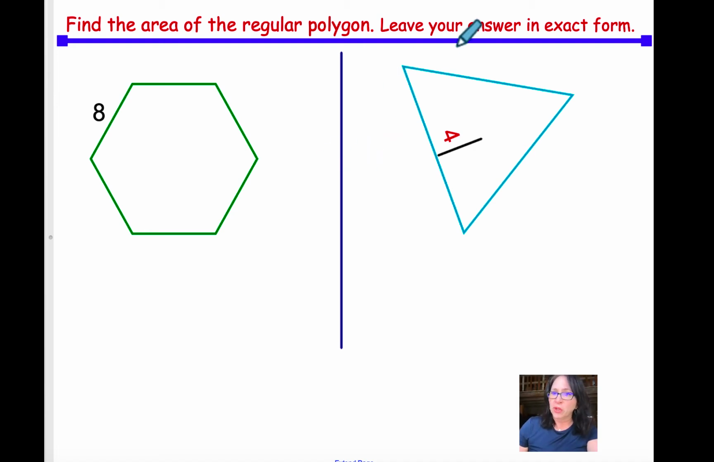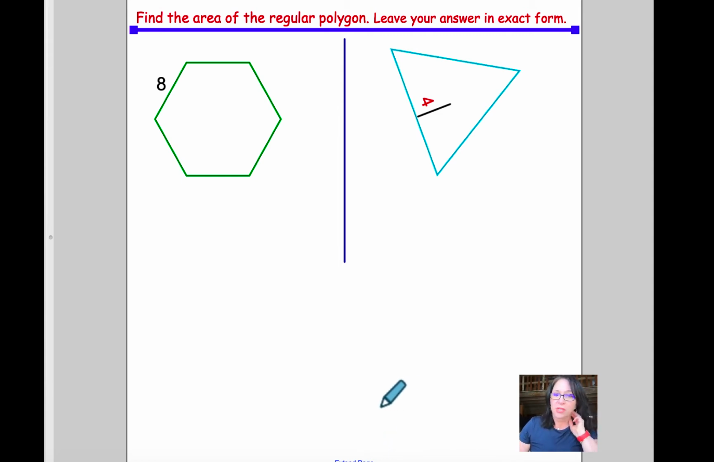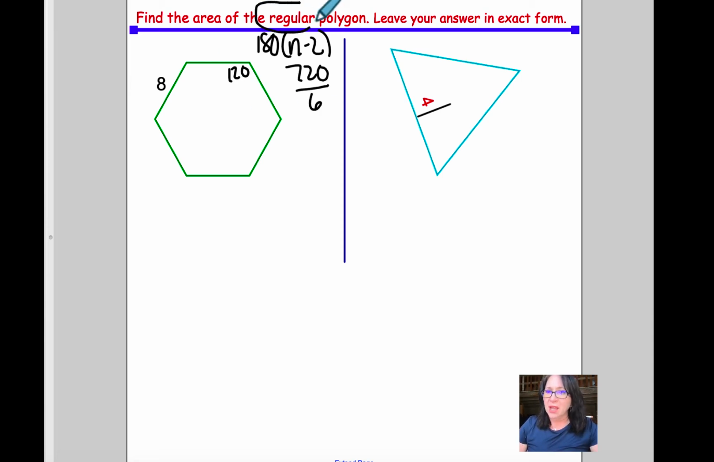Find the area of these regular polygons. Leave your answer in exact form, which means that I don't want any decimal equivalent. So for this problem here, this is a hexagon. It has 6 sides. If you use your formula to find the sum of the angles, remember this, 180 times n minus 2, that is going to give me a sum of 720 degrees. But if I divide 720 by 6 sides, each of these interior angles is going to be 120 degrees because it's regular.